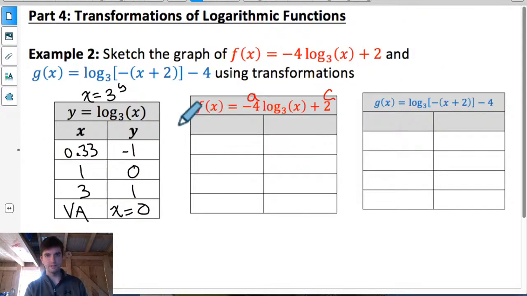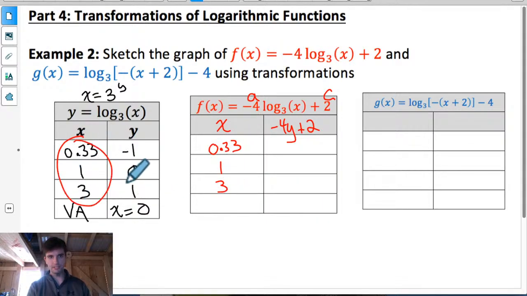So back to this function, we only have to worry about a and c. There's no transformations happening inside the brackets with the argument, so the x values are staying exactly the same. But the y values, vertical stretch by 4 and a vertical reflection, I do that by multiplying by -4, and then up 2. So let's do those transformations. Like I said, all the x's are staying the same, so I just keep those x values. But then the y values, I have to plug them all in for that y.